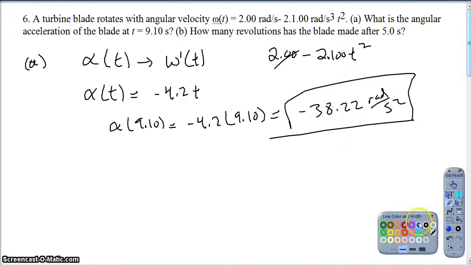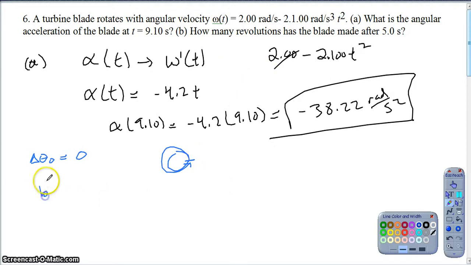How many revolutions has the blade made in the first 5 seconds? The key here is because it is from the first 5 seconds, we're going to assume that our initial position is 0. Because they're asking us how many revolutions we've made, and that means it wants to know from where we started, how many times did we go around the circle. So we're going to define that initial position as 0.